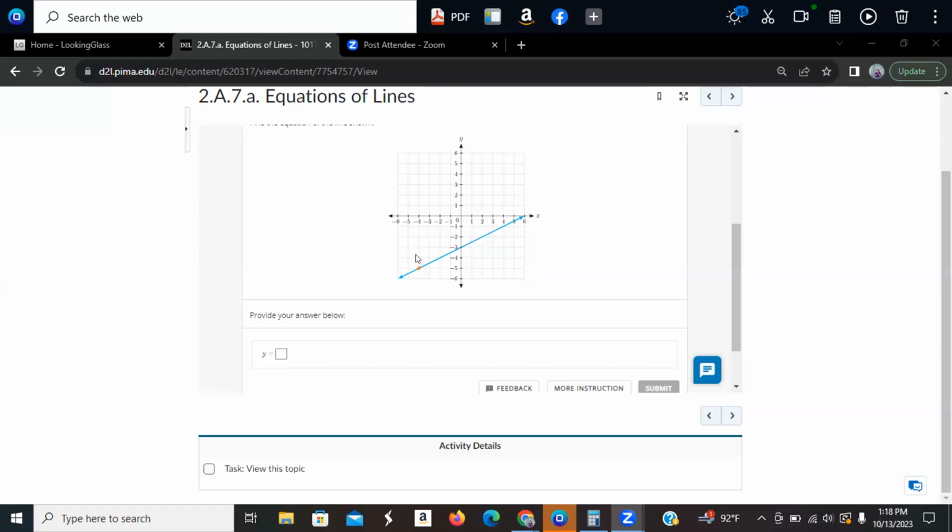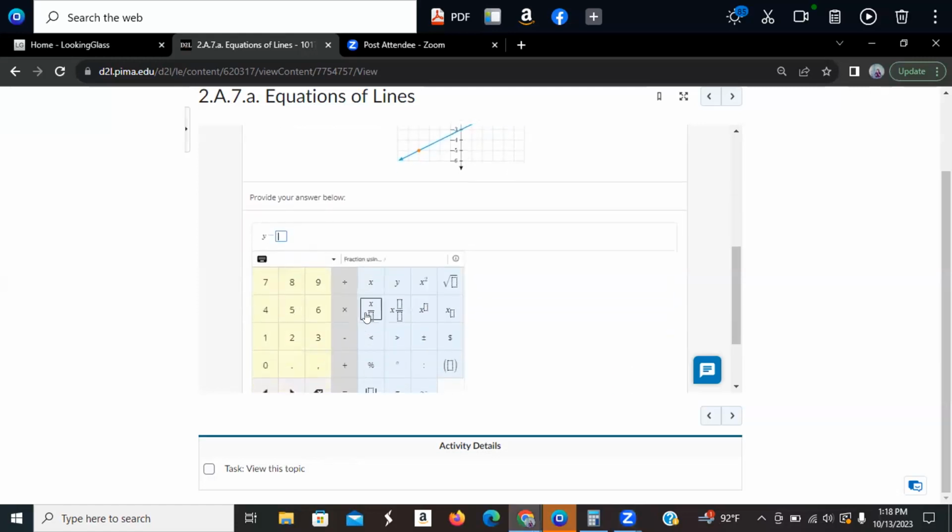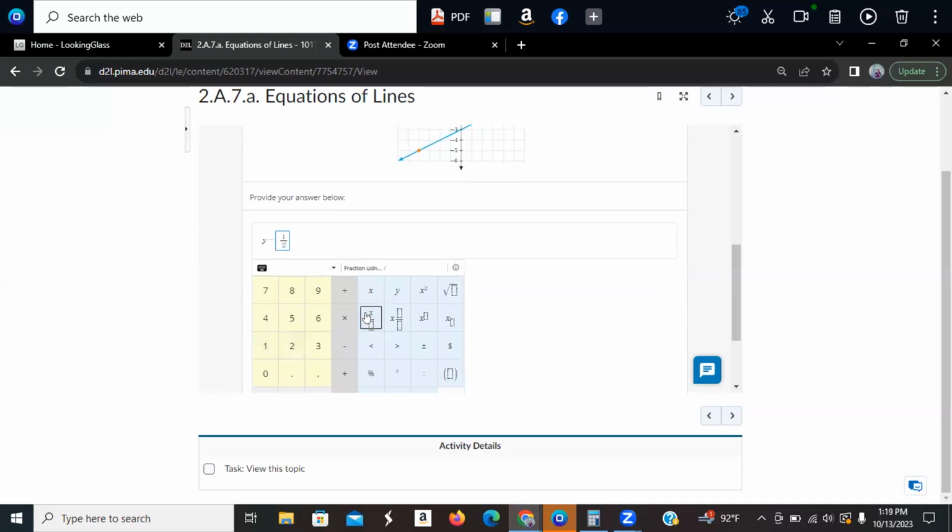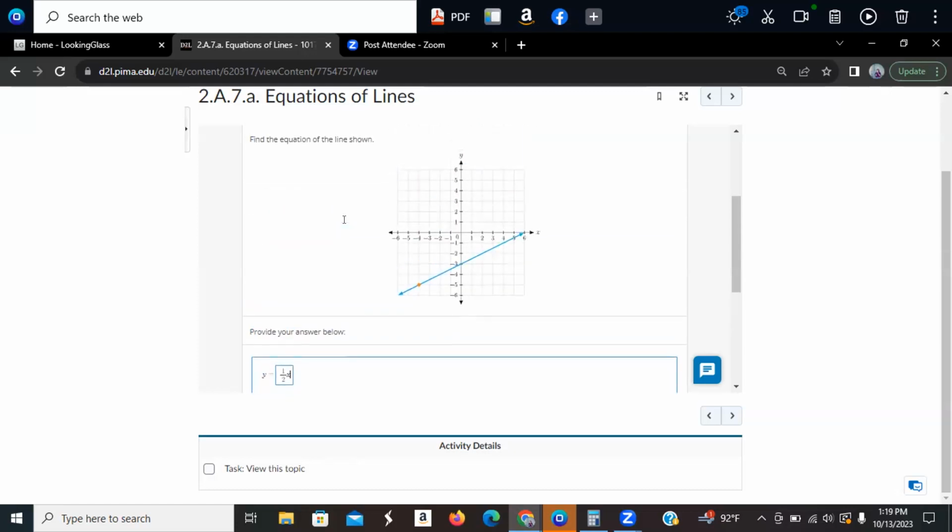Okay. Two and four. So up two, right four. So what does that reduce to as a fraction? One over two. Okay, good. So in that box there, type in 1/2 x, and then we'll do the rest of it. Put that x out to the side. Good. Now go back to the graph. The y-intercept is where it crosses the y-axis. Where does this cross the y-axis? Negative three. Yes, so put in -3 there.